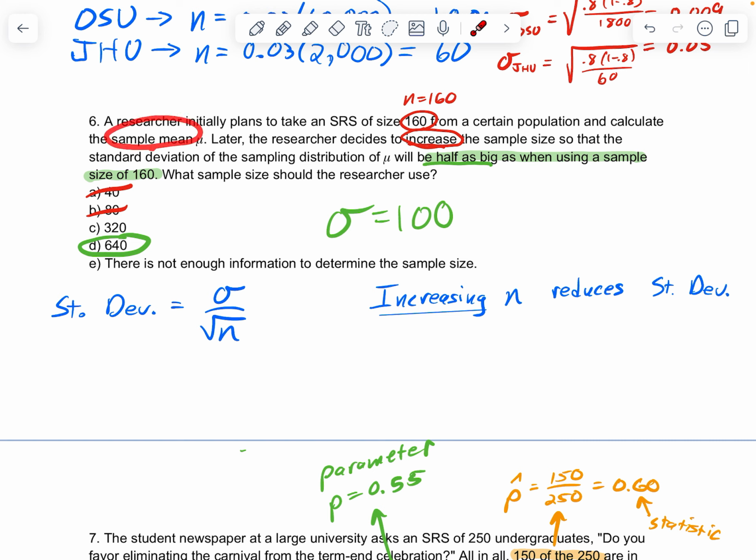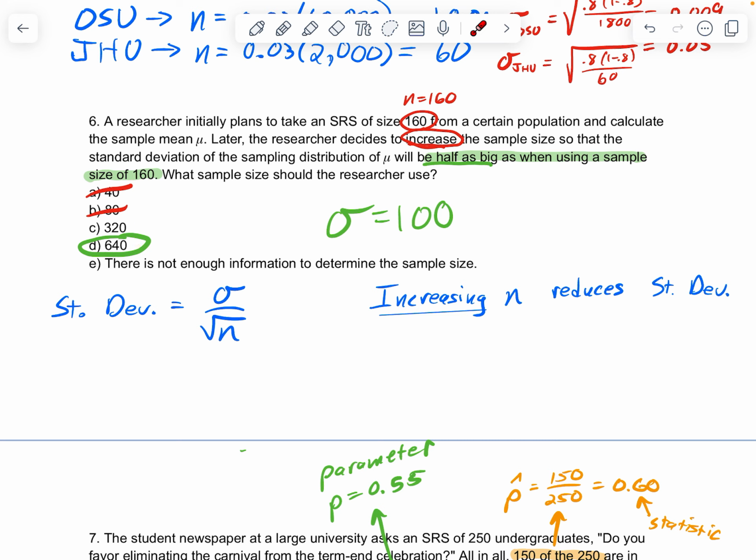Number 6. A researcher plans to take a random sample of 160 from a population and calculate the sample mean. Later, the researcher decides to increase the sample size, so the standard deviation of the sample mean will be half as big as what it was. What sample size should they use? Look, folks, you can cross off A and B because it says increase. If it started at 160 and you're increasing it, those are freebies, just get rid of A and B. So it's either C or D.